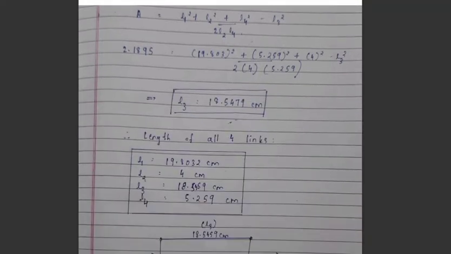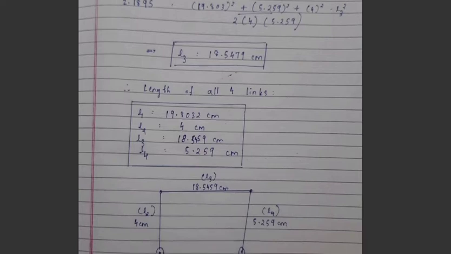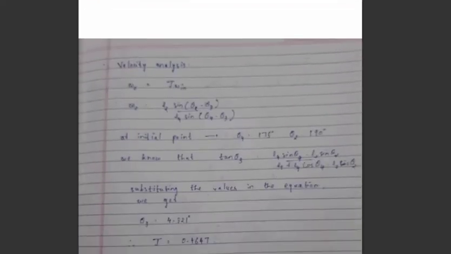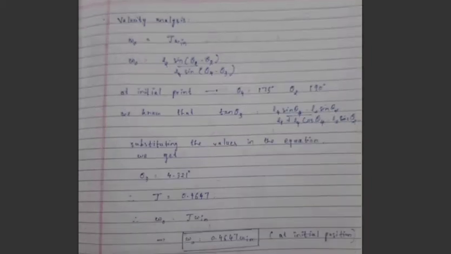So now we have L1, L2, L3 and L4. Now we have completed our synthesis part, and we checked it on the simulator, and we also found that the sweep angle was 110 degrees, which we desired. So now we'll be moving to the velocity analysis of the mechanism. Firstly, we'll be doing the velocity analysis.